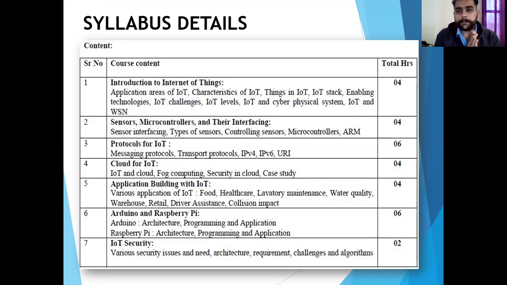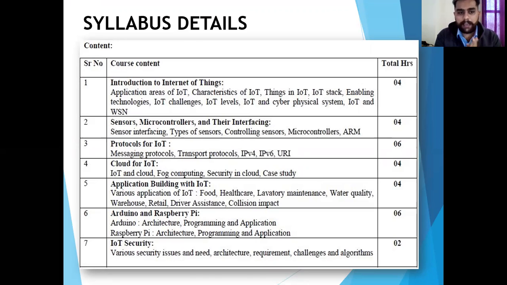So in the first unit, it's all about the introduction of IoT. It will contain various application areas in which IoT has been used or introduced. Secondly, we need to know the characteristics of IoT, things of IoT, then various technologies, challenges, various levels. So these are the things that we need to learn during unit number 1. And this unit contains 4 hours of teaching sessions.